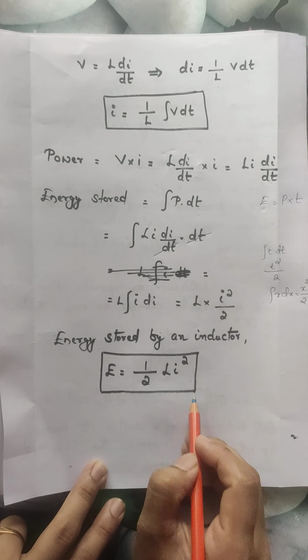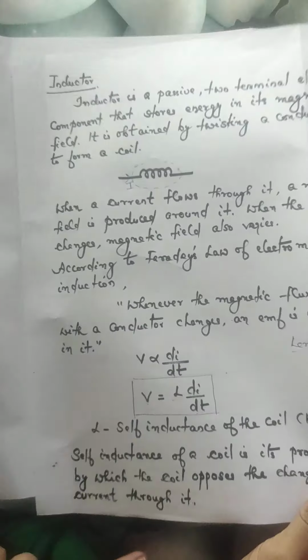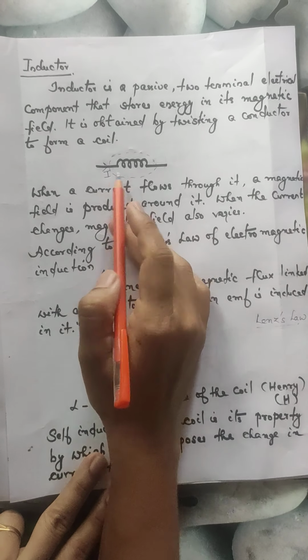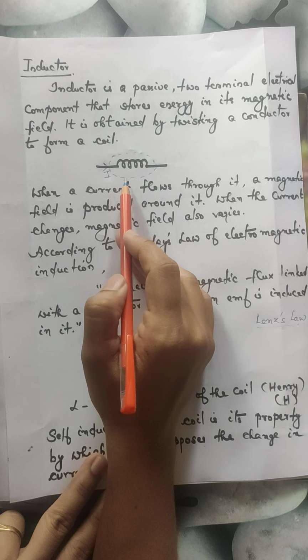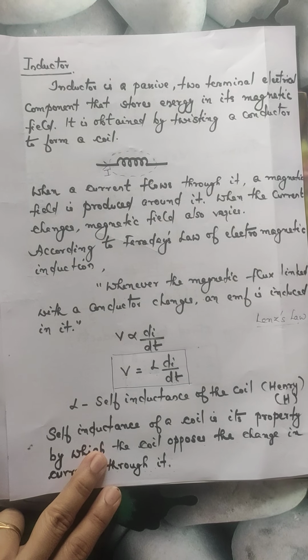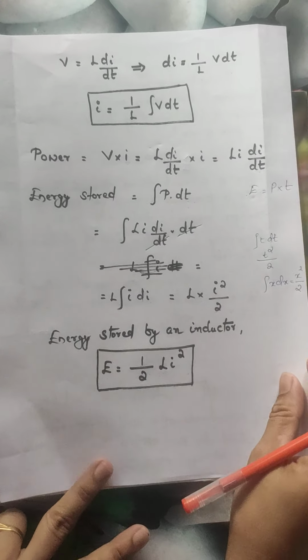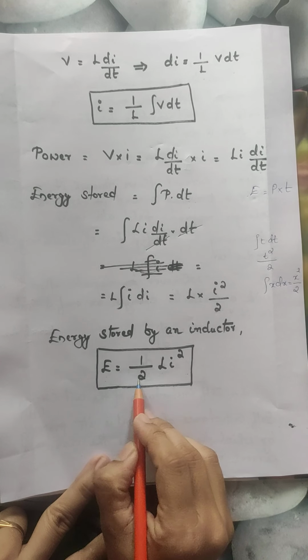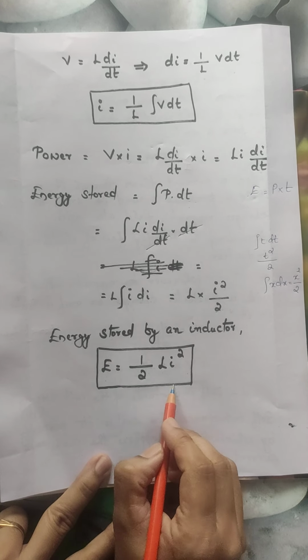This is an important equation: E is equal to half L I square. The inductor stores this energy in its magnetic field. There will be a magnetic field around it, and the inductor stores this energy in the magnetic field. So the equation for energy stored in an inductor, or energy stored in a magnetic field, is energy equal to half into L I square.